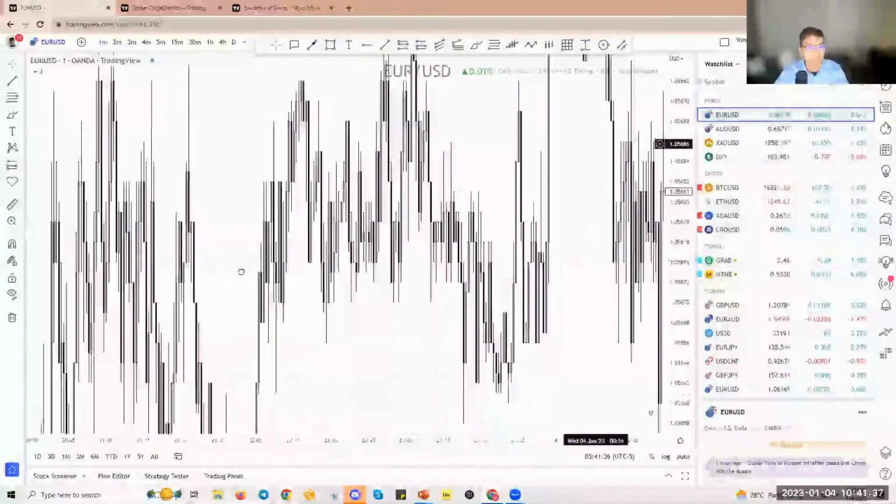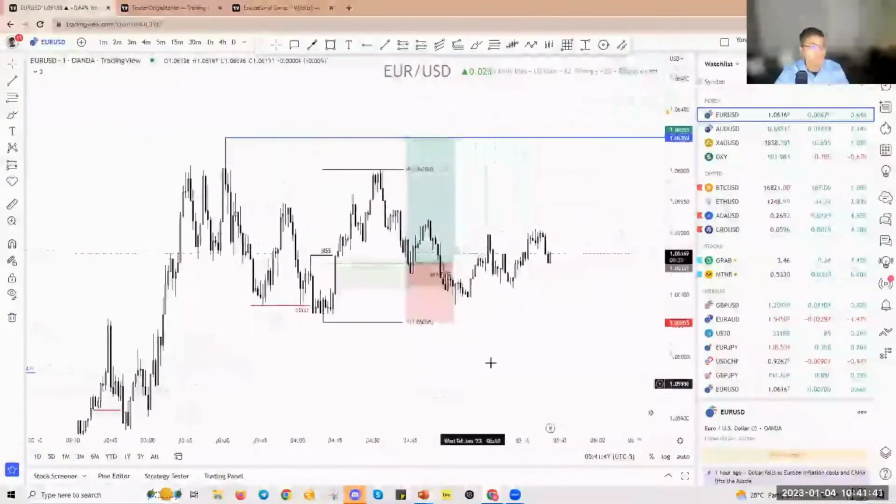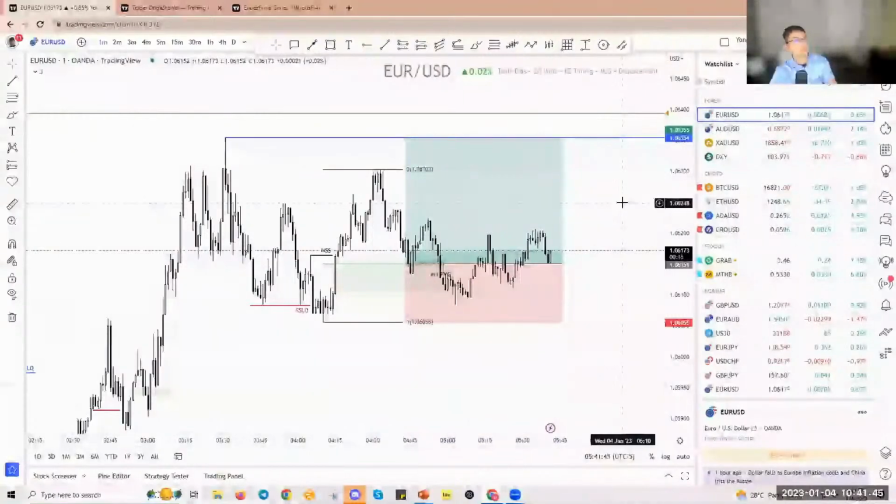Wait, let me check Euro a while. Okay. So I actually enter a trade. I'm still looking at it. Okay.